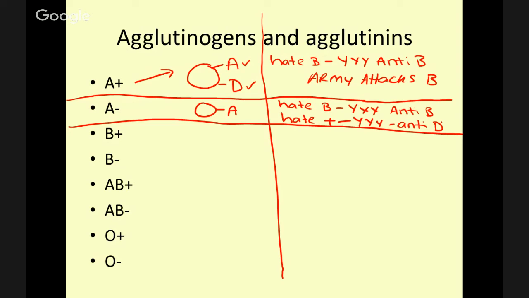So we're getting into our second rule of blood typing here, which we'll talk more about when we get to transfusions, which is you can put negative into a positive. You cannot put positive into a negative. So here's why you can't put.